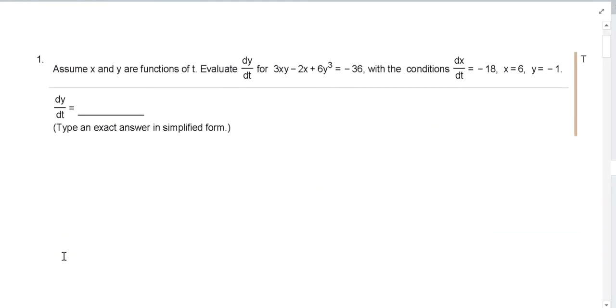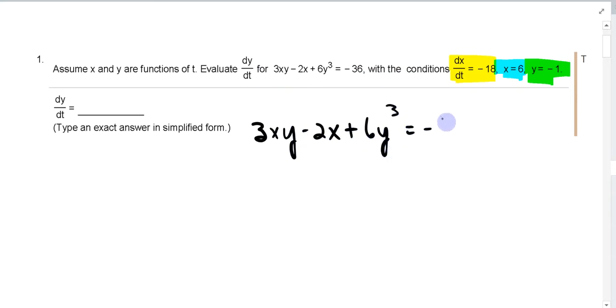This one says, assume x and y are functions of t. Evaluate dy/dt. That's the derivative with respect to time of your y variable for this function with the conditions. They've given us that dx/dt is negative 18, x is 6, and y is negative 1. All right, so we want to start by taking the derivative of this function. I'm going to write that function right here: 3xy minus 2x plus 6y cubed equals negative 36.